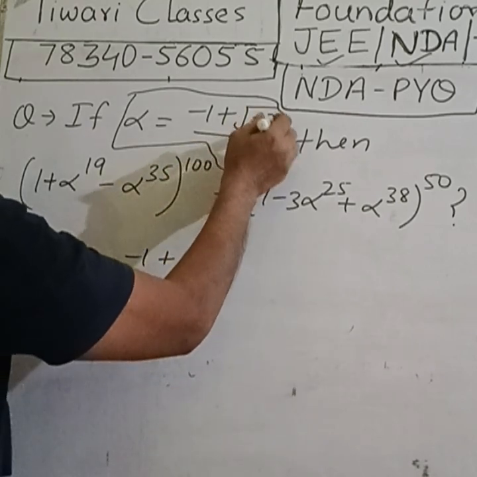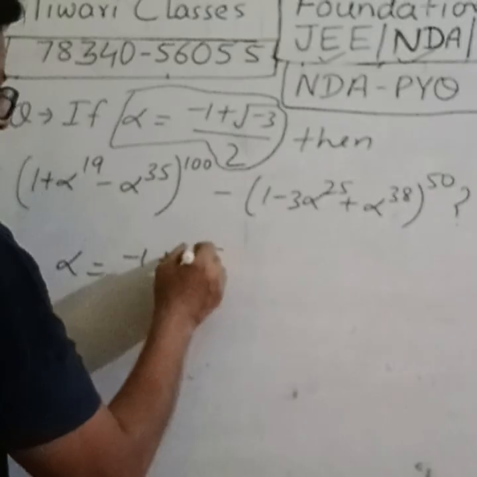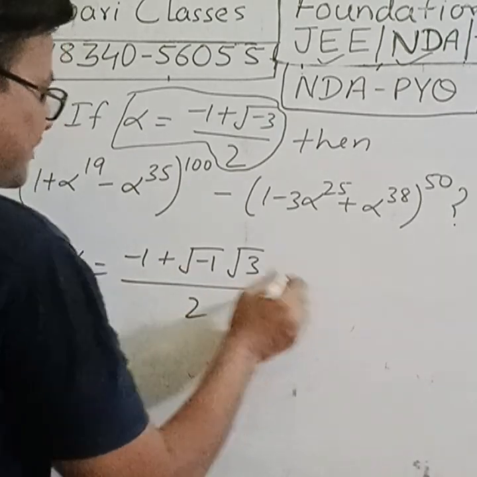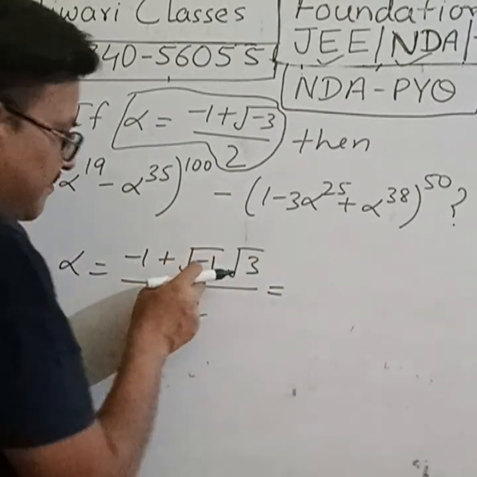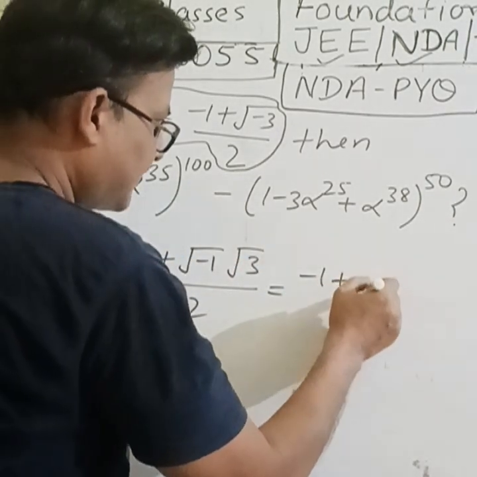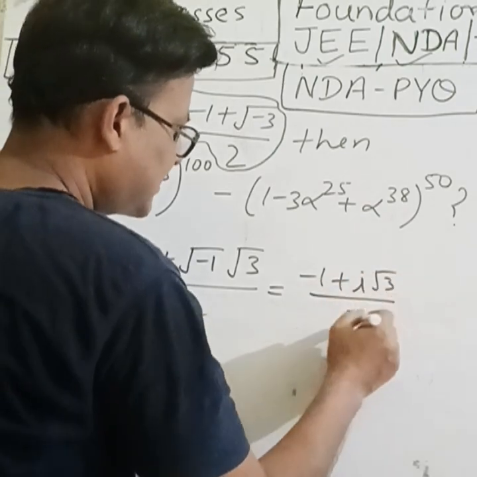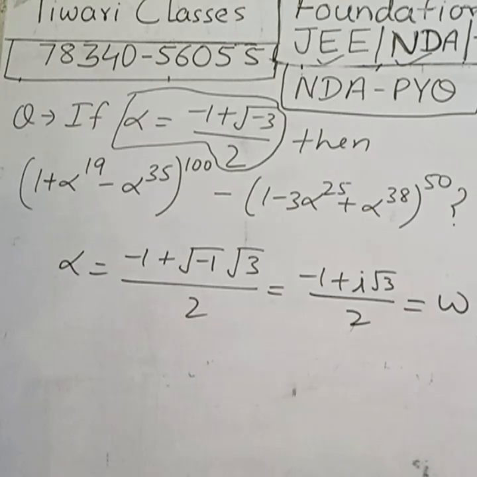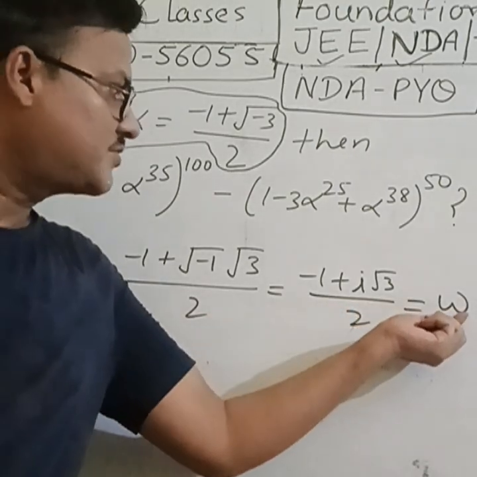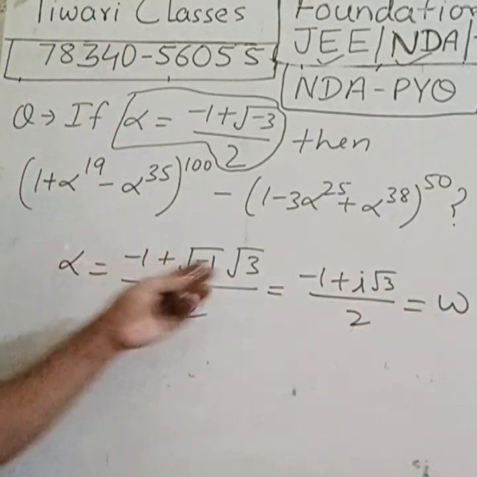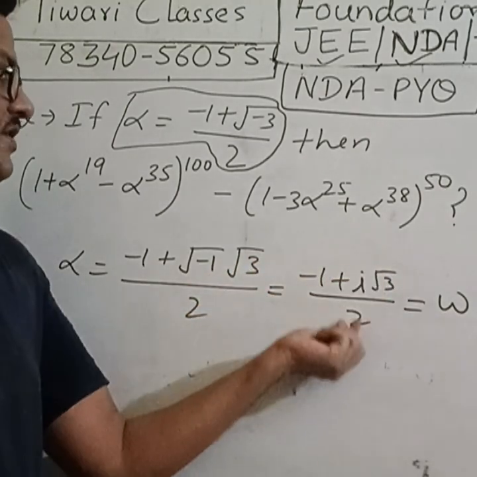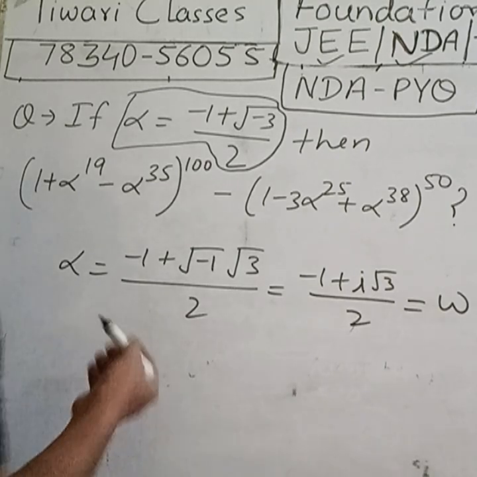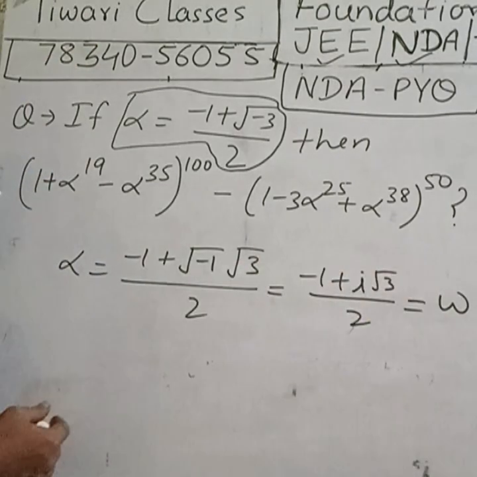Alpha is minus 1 plus minus 3 under root. It can be written as minus 1 plus under root of minus 3 upon 2. And we know that square root of minus 1 is iota in terms of complex number. And this one is the value of omega, cube root of unity. So we know that minus 1 plus iota root 3 upon 2 is equal to omega as per our notation. So alpha is nothing but omega.